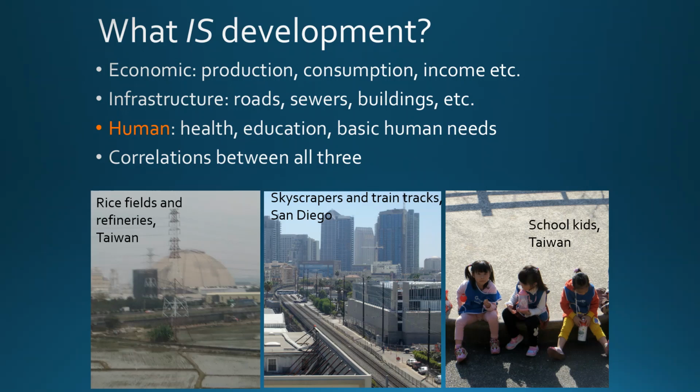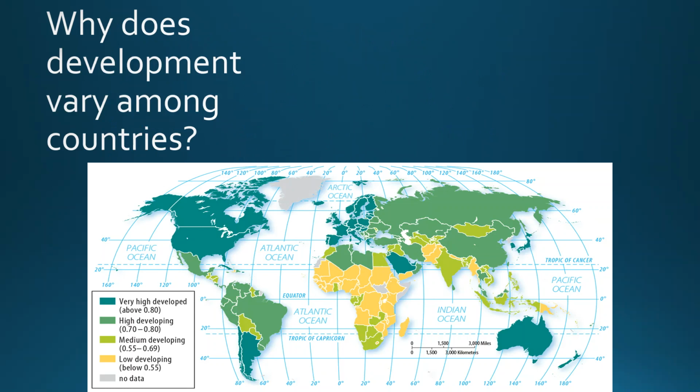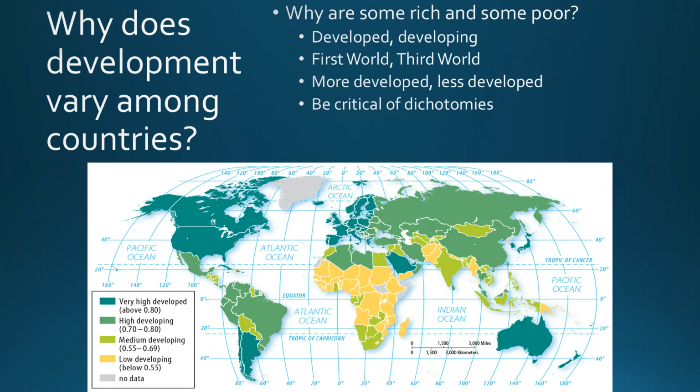And there are correlations between all three of these. Generally speaking, if you have a good economic system and large amounts of infrastructure, you're also going to have higher levels of these other human indicators. And so we're going to talk about why development varies among countries. Why are some rich and why are some poor? There are a lot of myths surrounding why some places are rich and why some places are poor.